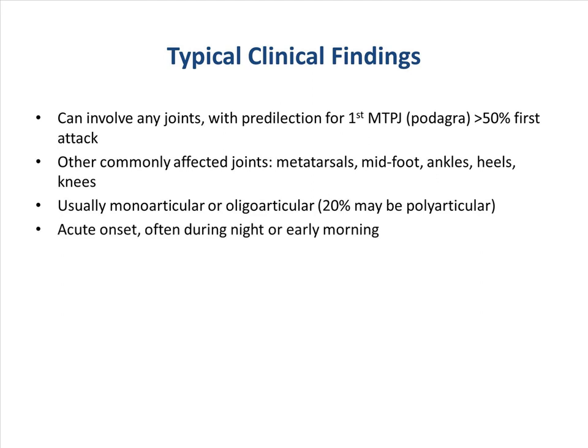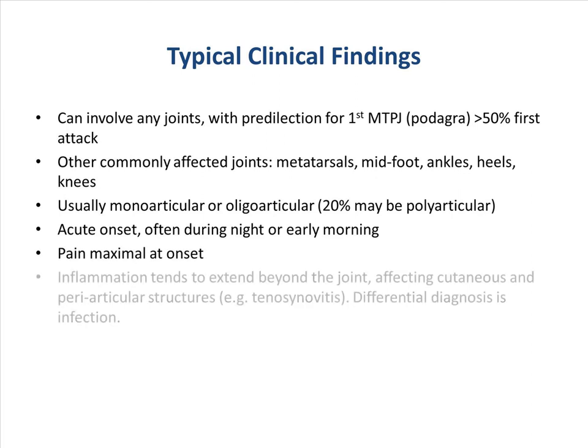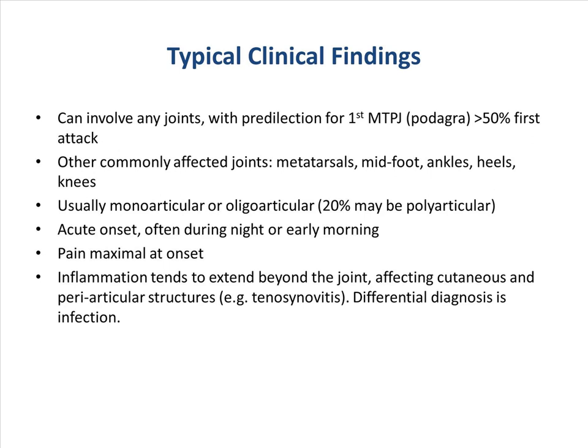The arthritis is often acute in onset, occurring during night or early morning, with pain maximal at onset. Inflammation in gout tends to extend beyond the joint, affecting cutaneous and periarticular structures, leading to tenosynovitis or soft tissue swelling. An important differential diagnosis is infection. Systemic symptoms such as low-grade fever, chills, malaise may occur in gout.